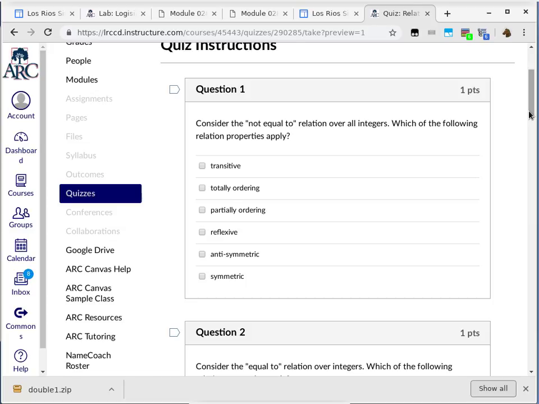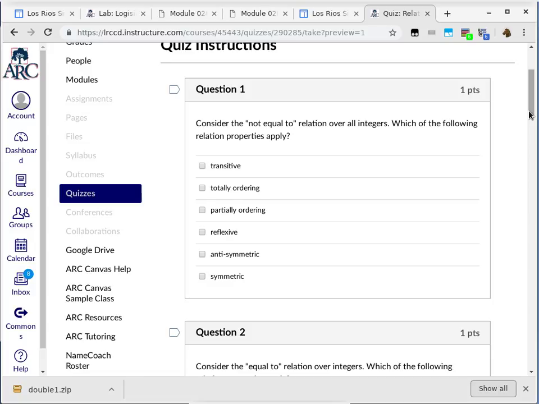Okay. So question number 1 is asking, consider the not equal to relation defined over all integers. In other words, this is the same not equal to relation that you have been using in C and C++ all along. Which of the following relation properties apply? In other words, is it transitive? Is it totally ordering? Is it partially ordering? Is it reflexive? Is it anti-symmetric? And is it symmetric? So the first thing we need to do is to find the definitions of these things. Unless somebody asks, I'm not going to bring up the definitions, unless you say you want to look at the definition.